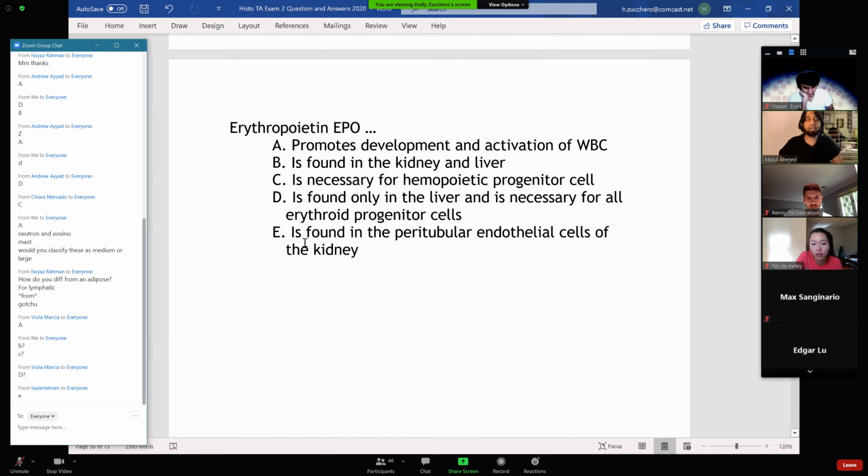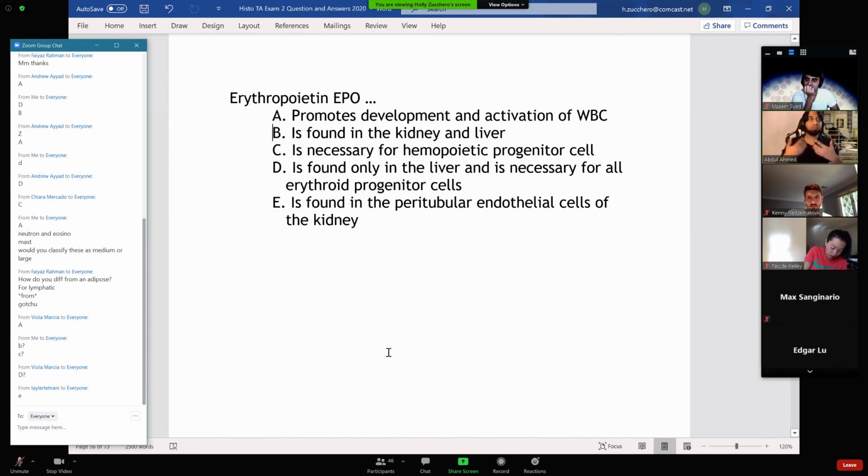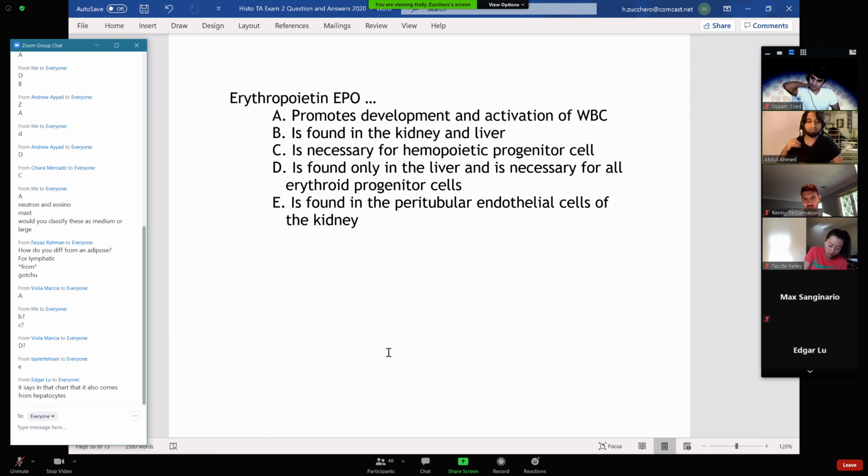So your kidney is kind of what tells you whether or not to make blood cells. Your heart kind of tells when you have low blood pressure, and then it sends a signal to your kidney that's like, hey, we're not having enough blood. Let's start forming more blood, and that's how erythropoietin is formed. These come from the peritubular endothelial cells of the kidney.